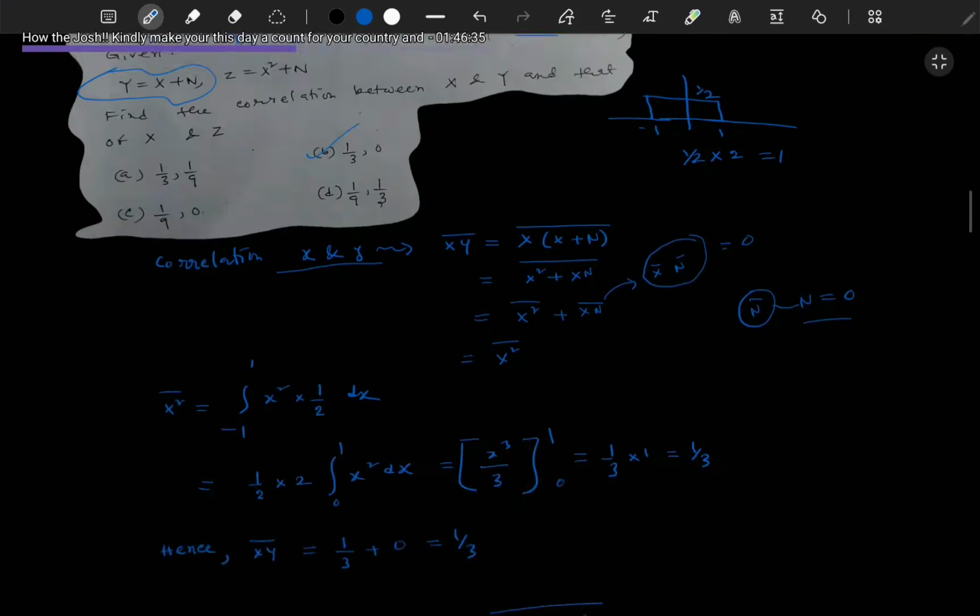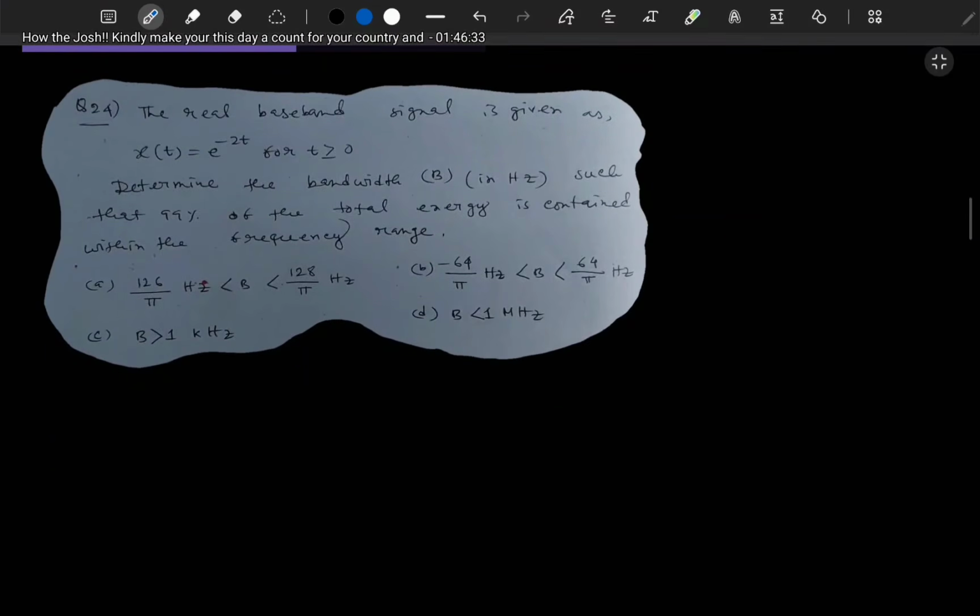Question 24. Here the real baseband signal is given as x(t) equal to this. Determine the bandwidth B such that 99% of the total energy is contained within the frequency range.